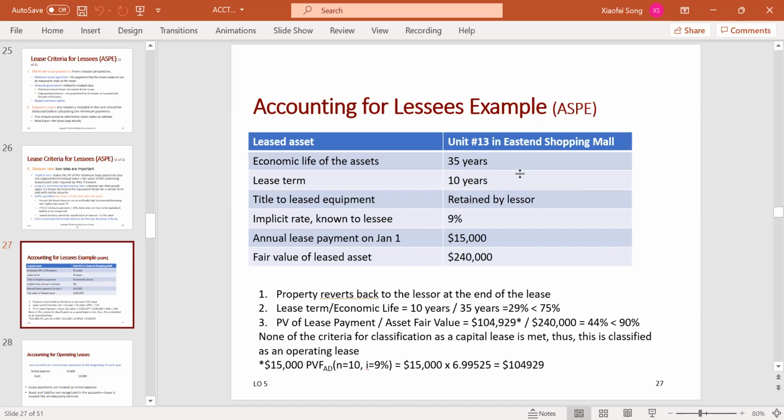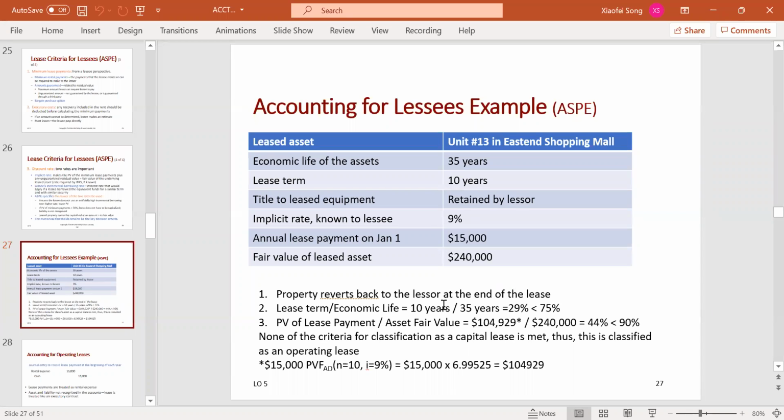So this will be very typical for a retail lease with the landlord, right? So we apply those three criteria. First of all, the property reverts back to the lessor at the end of the lease, so there's no transfer of ownership. And the second one, the lease term is 10 years and the economic life is 35 years. So that's only 29% of the economic life, far less than 75%. So that's an operating lease.